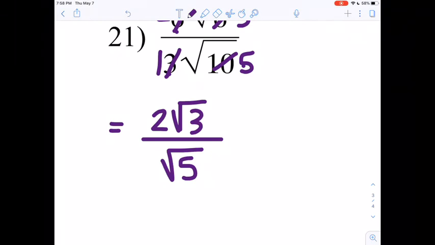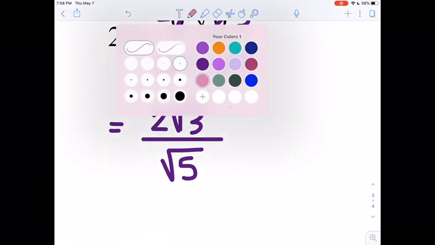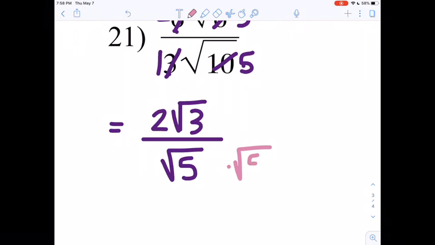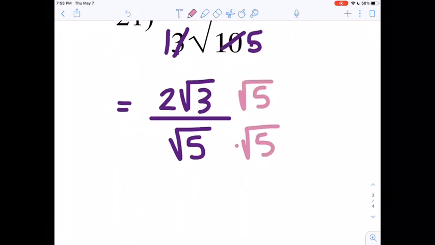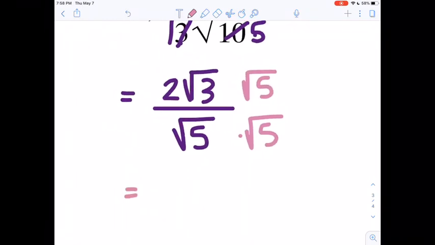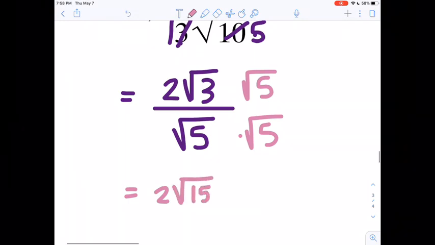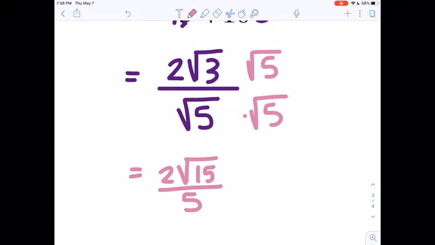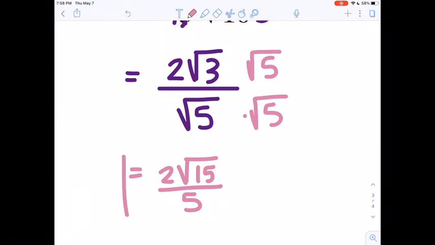I hate that square root of 5. I can't have it down there, so I'm just going to multiply by the same exact thing. I'm going to multiply the top and bottom by the square root of 5. So in the numerator, I'm going to get 2, and then you multiply the insides together. So that's root 15 over 5. Again, do not simplify the 15 with the 5, because the 15 is on the inside and the 5 is on the outside. And so that's our final answer.